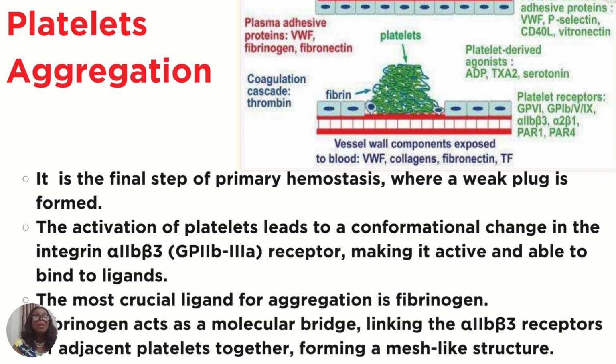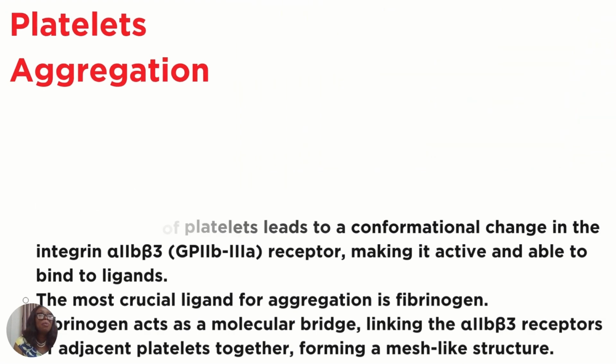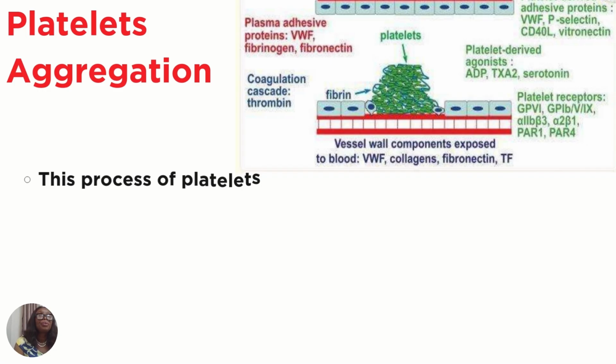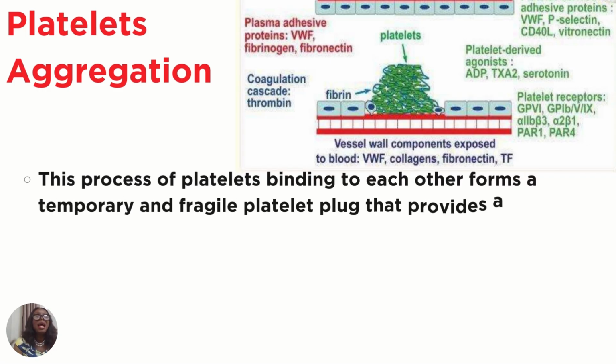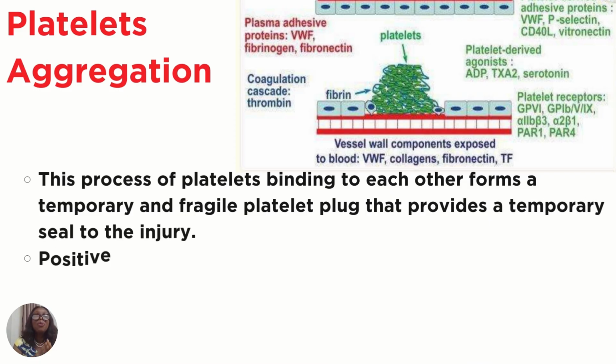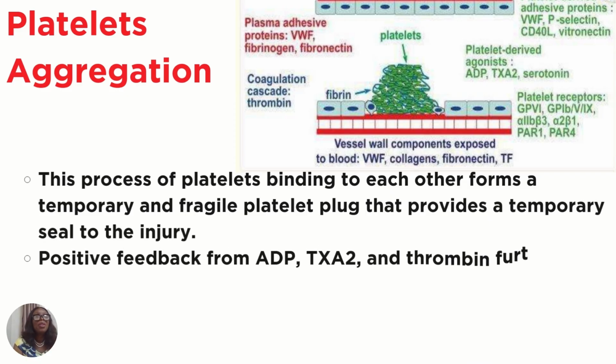Fibrinogen acts as a molecular bridge linking the alpha 2b beta 3 receptors, like the glycoprotein 2b3a receptor, of adjacent platelets together. When it links them together, they come together to form a mesh-like structure. This mesh-like structure is actually what goes on to become what we know as the platelet plug. This process of platelets binding to each other forms a temporary and fragile platelet plug that provides a temporary seal to the site of injury.